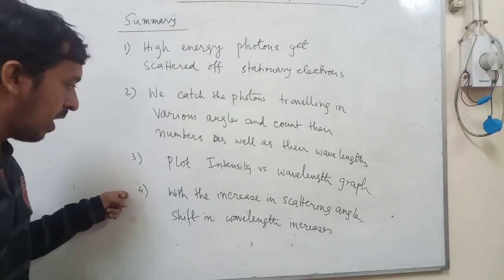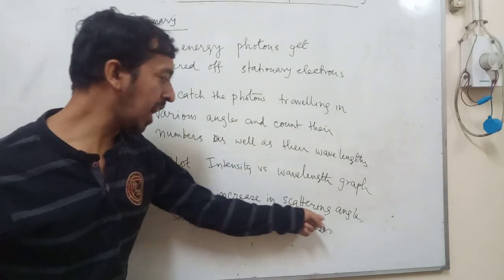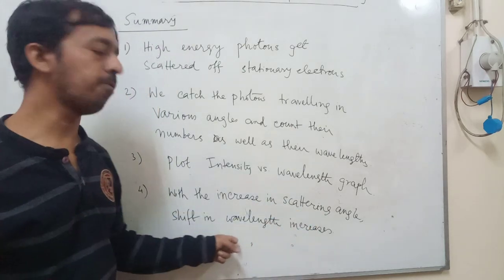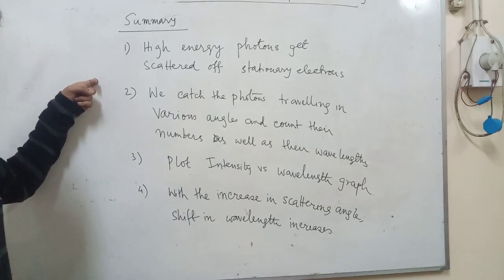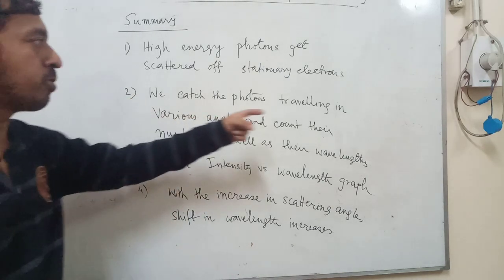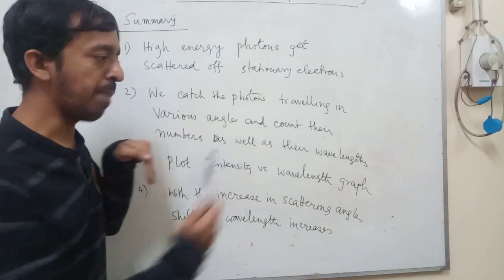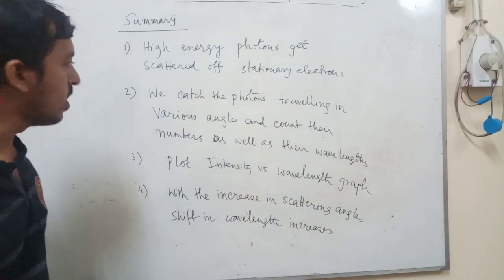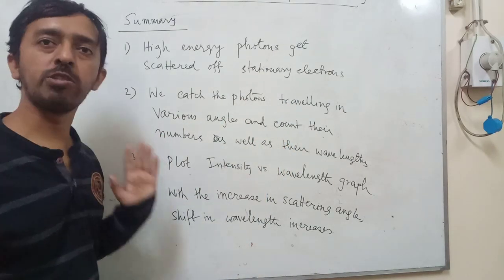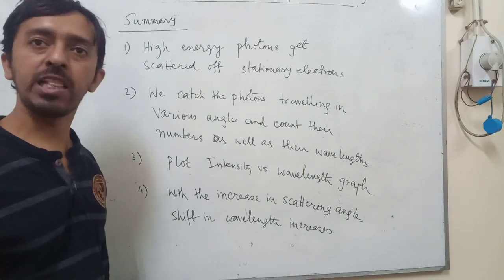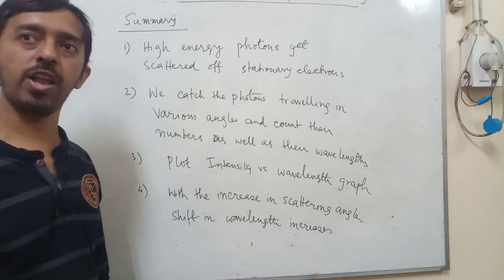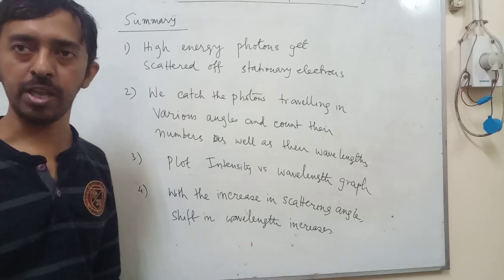We see that with the increase in scattering angle, the shift in wavelength increases. When theta equals 0, there was no shift at all. When theta equals 90 degrees, there is the maximum shift. That's what we learned from the Compton scattering experiment. In the next class, we will do the analytical, theoretical calculations and try to arrive at the result.